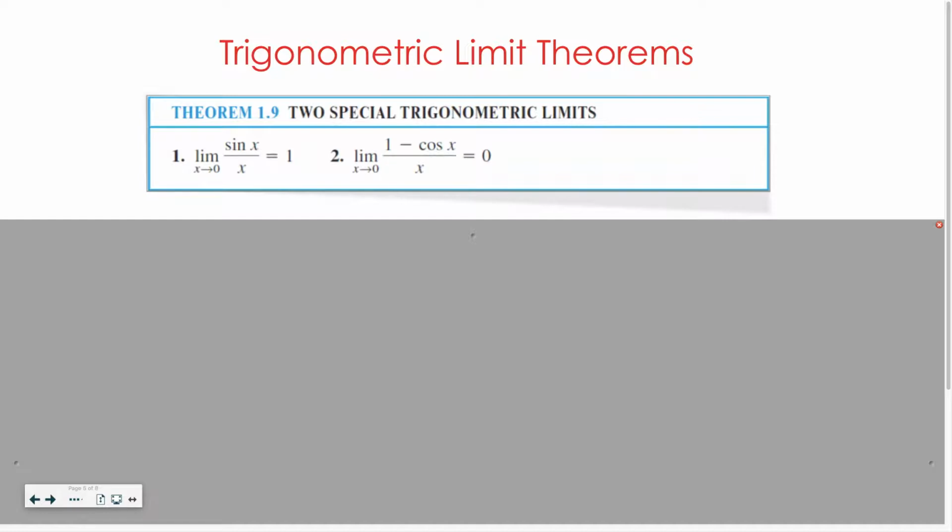Just FYI, the reciprocal of this one will also be true. You can have x over sine of x, and it'll still equal 1. We can take the reciprocal; the reciprocal of 1 is 1. So it doesn't matter which fraction you have, it can be flipped. Does that work for number 2? No, because it equals 0, and reciprocating 0 doesn't really work. I know, it's sad.